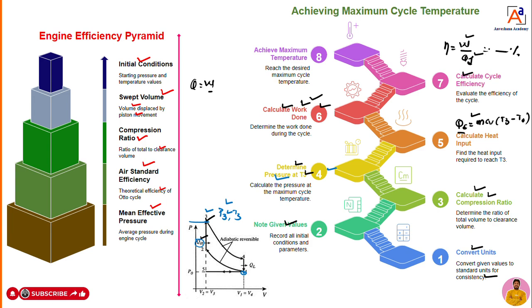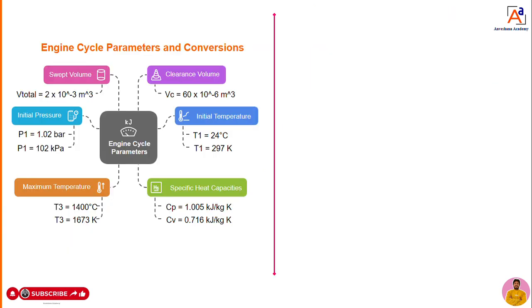The last step is to list the maximum temperature. Once you have the maximum temperature and pressure, you need to list out all the values. This is the step by step method of how to solve numericals with the help of the Otto cycle. Now we will solve one.